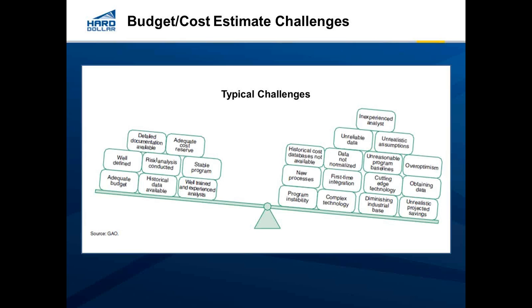So there's a shift that needs to be made of getting that information out of people's heads and into a database so that it can be used for the future estimators. But as you can see, these challenges can really start to weigh down the balance here and shift the balance if we're not careful. If we don't have the well-trained staff and the cost history, then we can be the victims of some of the things you see on the right.